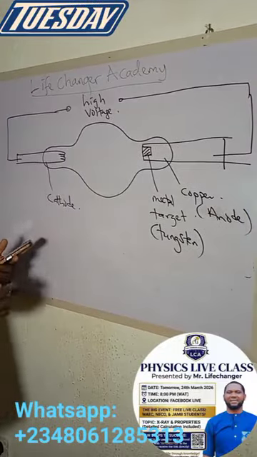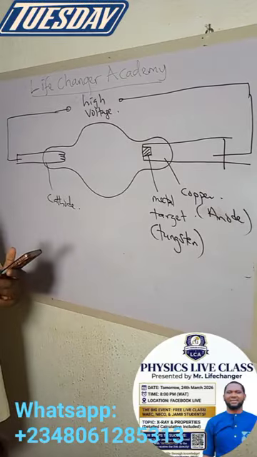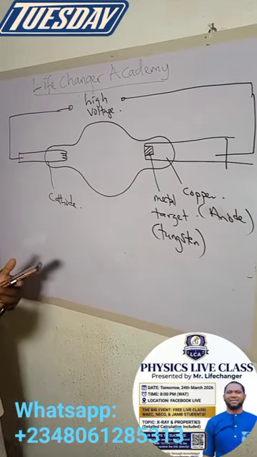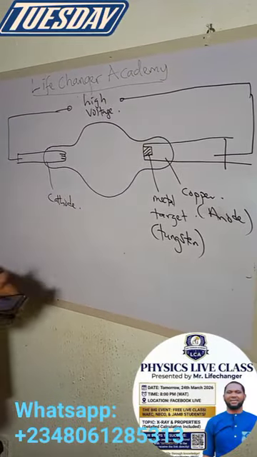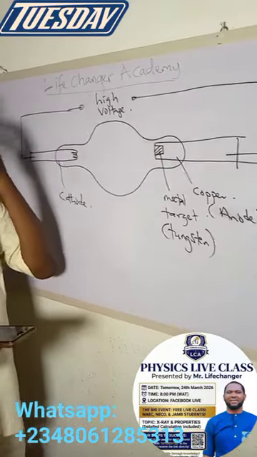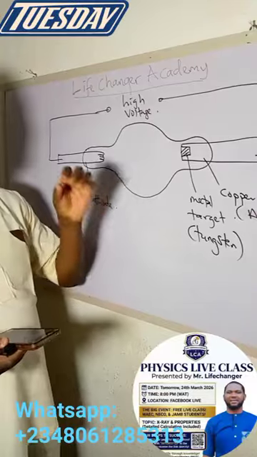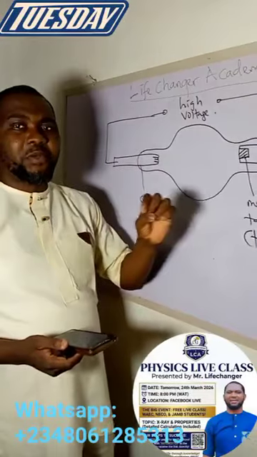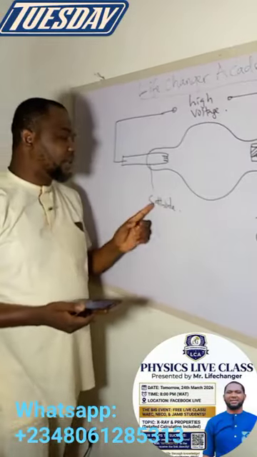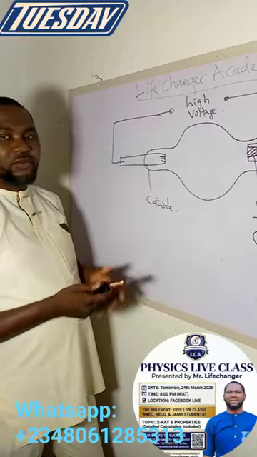Okay, so let me give you the process, because this is an exam question. This is it. Now, this high voltage, the reason is to supply current at high voltage. The purpose of the high voltage is so that this cathode can be heated. So this cathode is going to be heated.